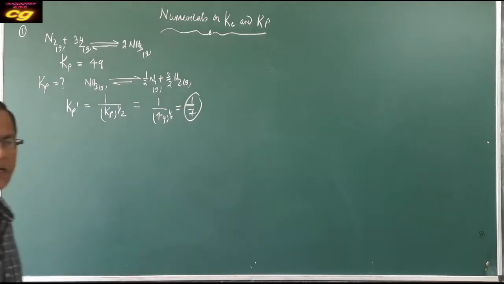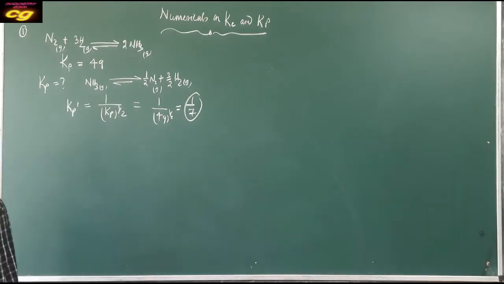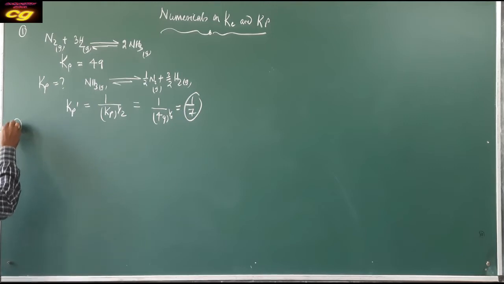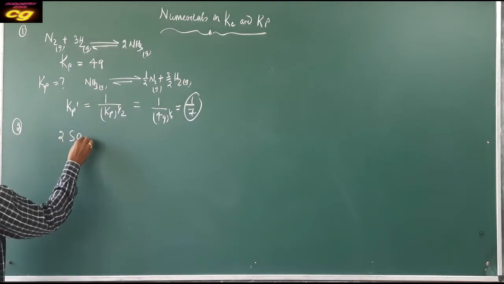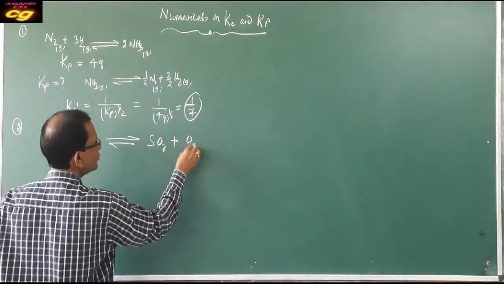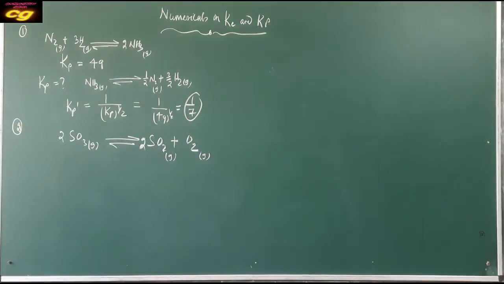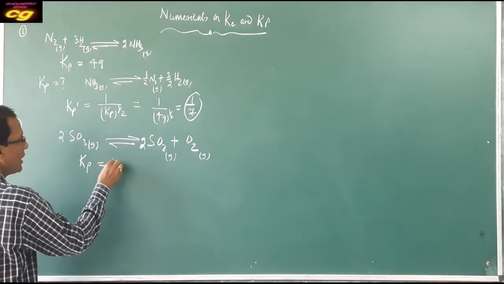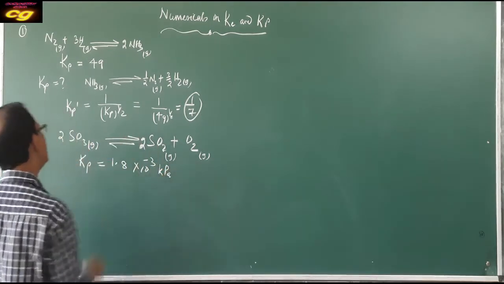As we are just following the characteristics of the expression of Kc and Kp. Then the second question is like this. An equation is given, like this: 2SO3(g) converts to 2SO2 plus O2, all in gaseous state. Here the value of Kp is given as 1.8 into 10 to the power minus 3 kilopascal.